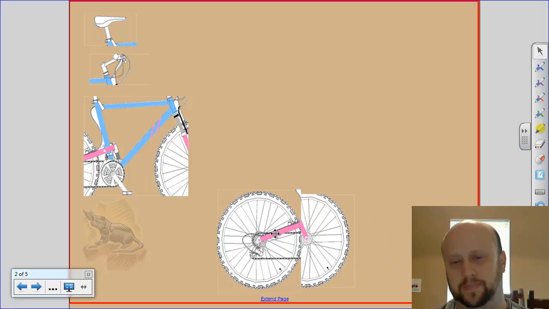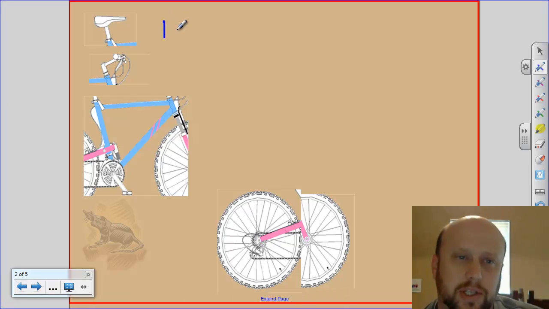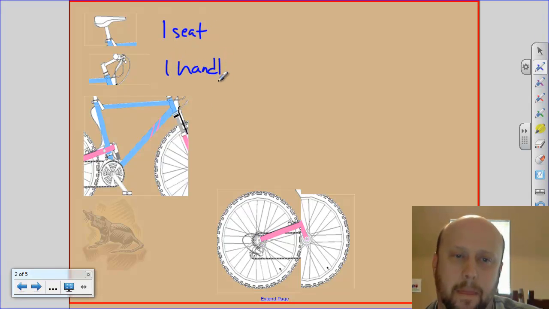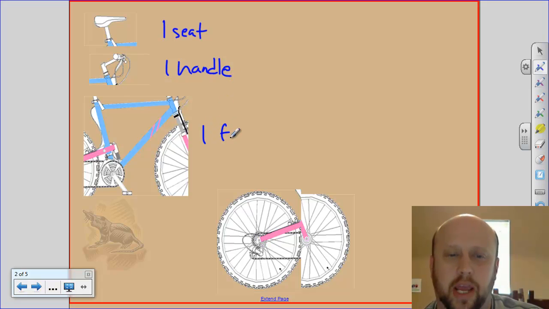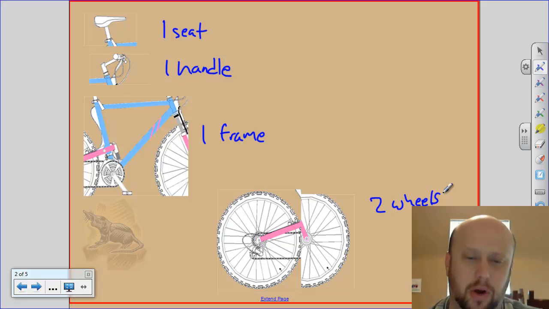So two of those. So if we're going to write that out and say, what do we have here? We would say that I've got one seat, one handle, one frame, and two wheels. And those are the components that make up our bicycle.